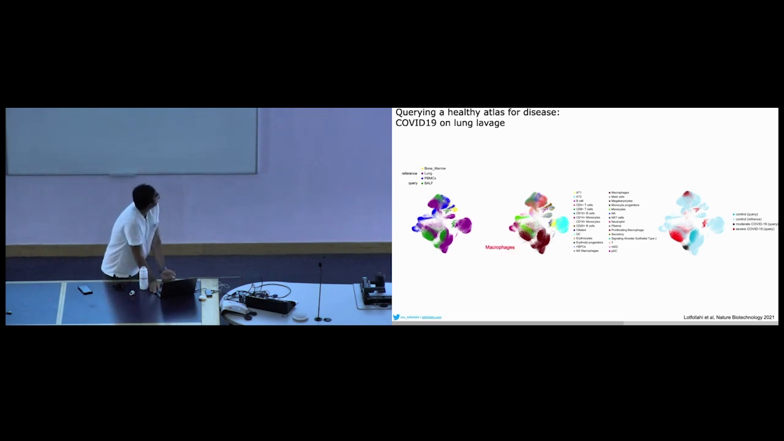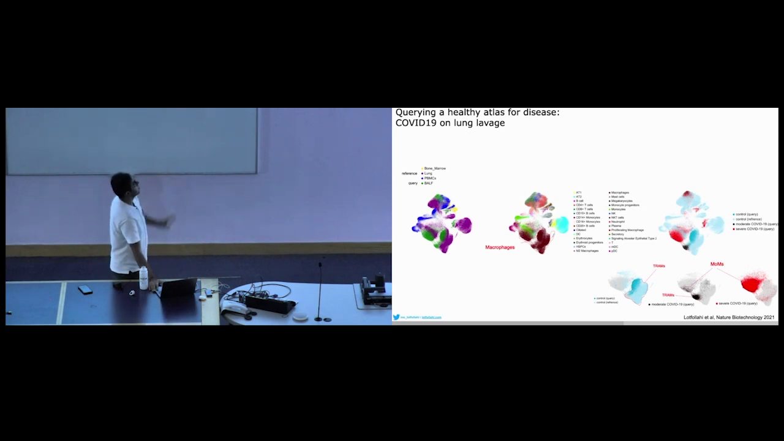And we saw a big difference in a group of cells called macrophages. I'm not going to go into details here about macrophage biology, but what we observed was a group of macrophages in the query data set that were not mapped into the reference. That's what you see on the right. There was also a group of cells from the query that mapped to the reference, and indeed, those were the macrophages from the healthy patients.